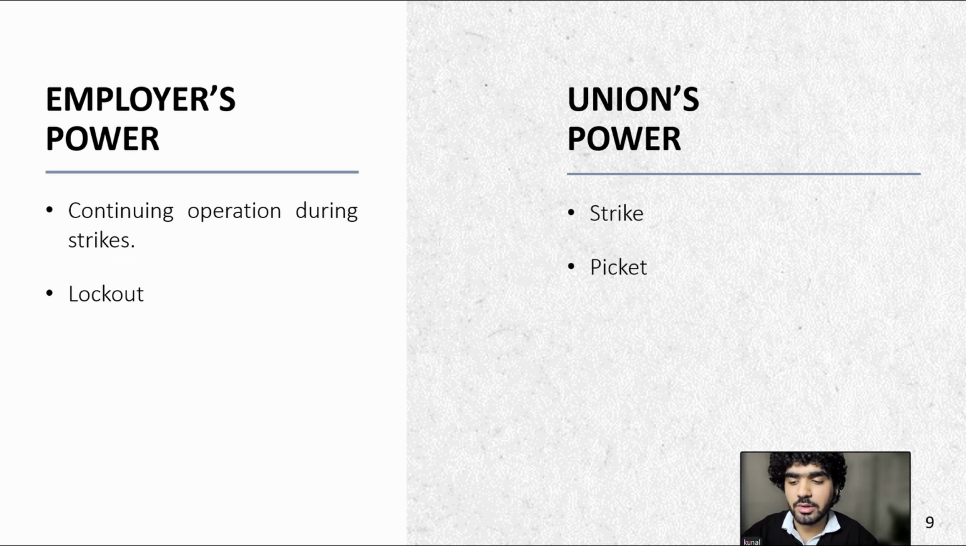The first thing they can do is strike. A strike is a situation in which workers refuse to perform their work during labor negotiation. It is legal only during negotiation, after the collective agreement has expired. Employees cannot strike during the collective agreement.